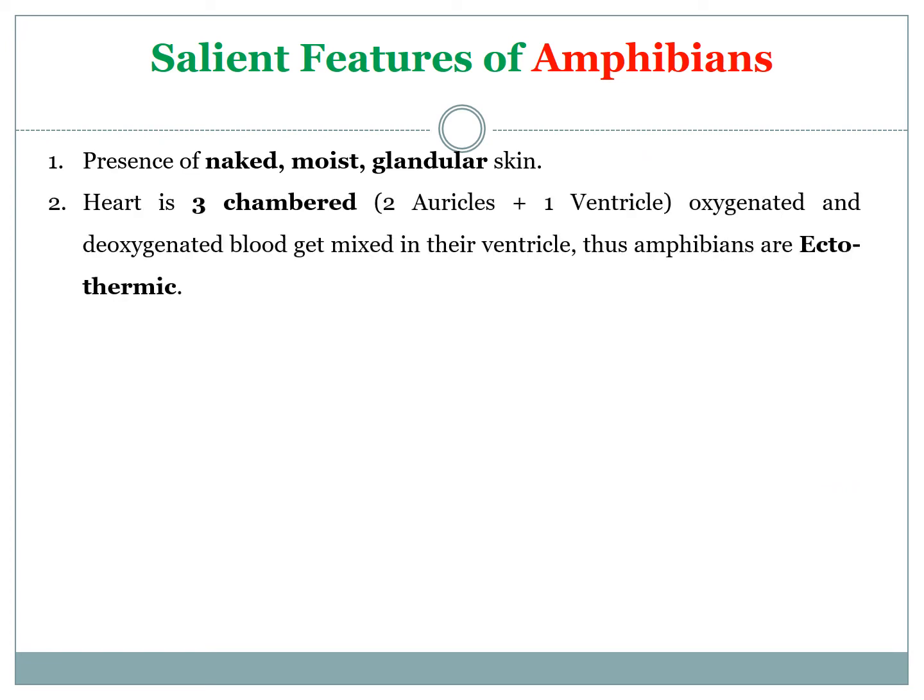Amphibians have a naked, moist, glandular skin. Naked skin means they don't have any exoskeleton on their skin. Amphibians are the only group of vertebrates who lack any kind of scale or body hair or feather or anything. As their skin is used for respiration, it always remains moist.